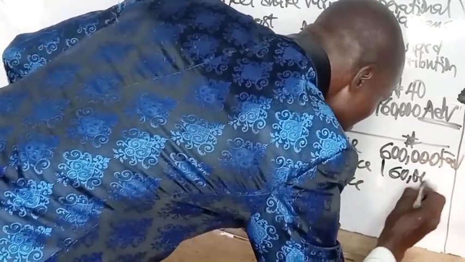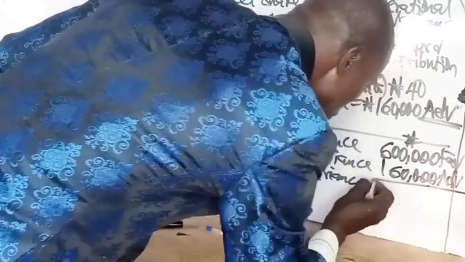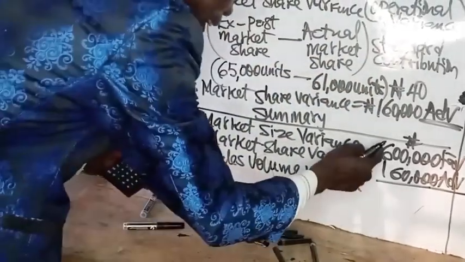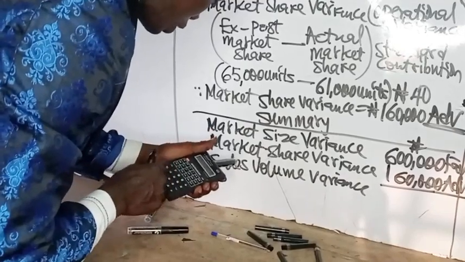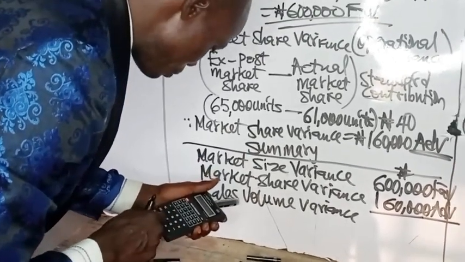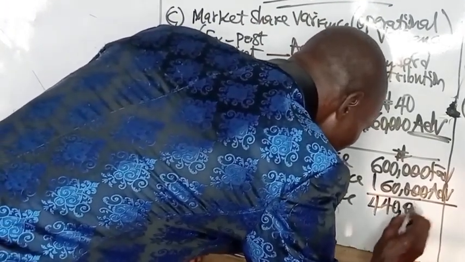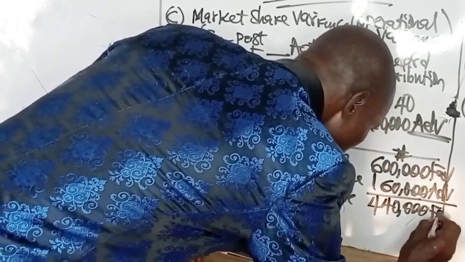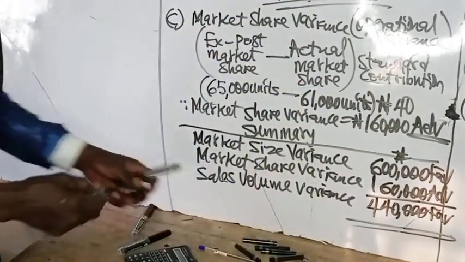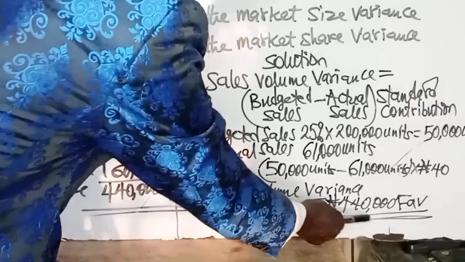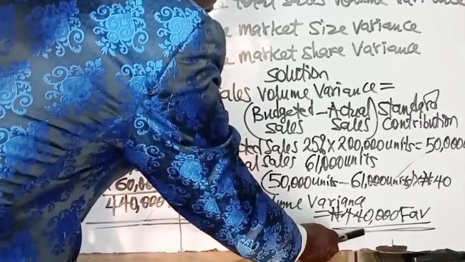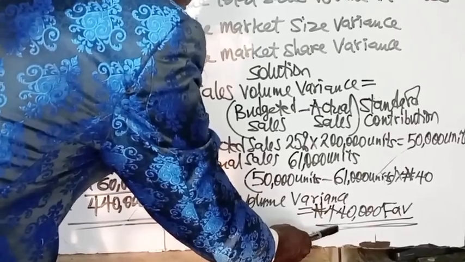If you add the two, adverse is negative. So we have 600,000 favorable minus 160,000. 600 minus 160 gives us 440,000 favorable. That is the sales volume variance. If you compare this figure with the result obtained from our computation of sales volume variance, we discover that the results obtained are the same. So this marks the end of the solution to this question.